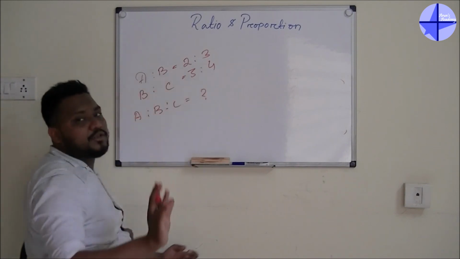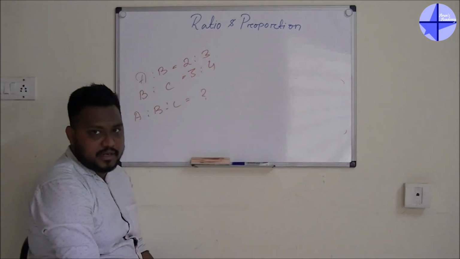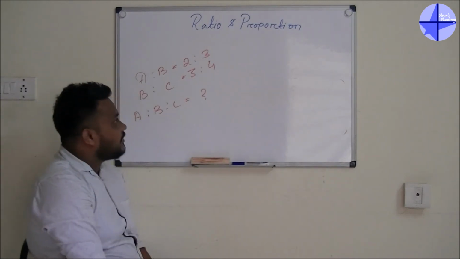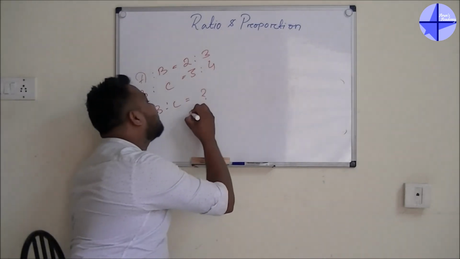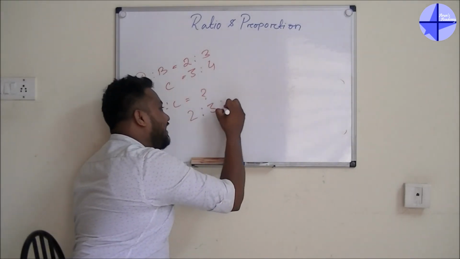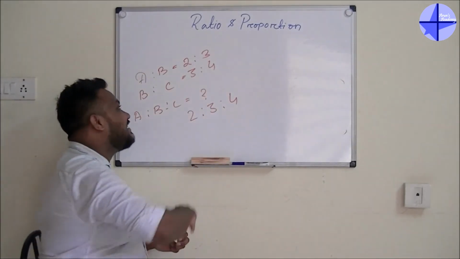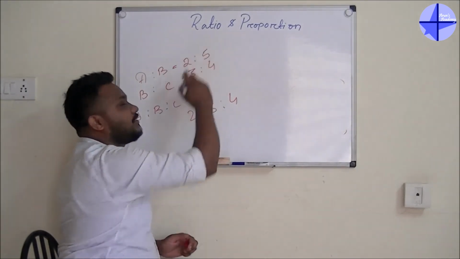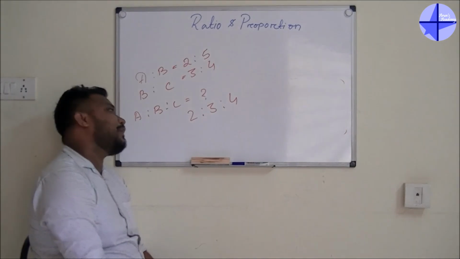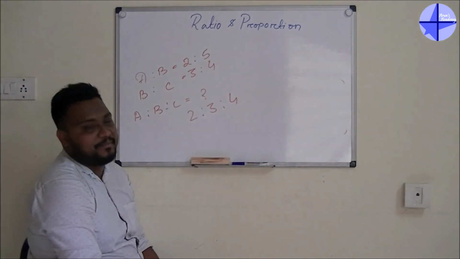This is not a question only. This is the logic behind the question. After that, I will tell you the question. So guys, A is to B is to C. This B is common. You can directly say, sir, 2 is to 3 is to 4. But guys, if I just change it, I'll write 5 here. Now tell me what is A is to B is to C.